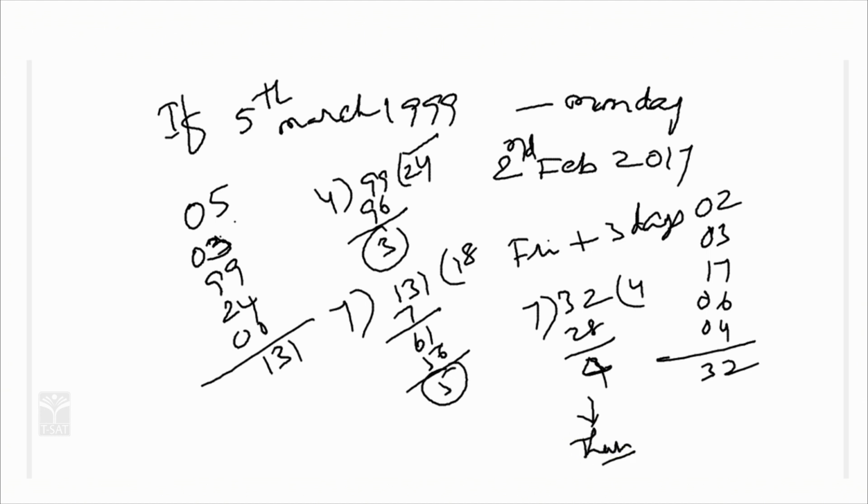When it is Thursday, what do you have to do here? Previously you added 3 days, correct. Here also you have 3 days. Thursday plus 3 days means Friday, Saturday and Sunday. So 2nd February 2017 is Sunday. Clear? This is a conditional question, where they say if 5th March 1999 is Monday.